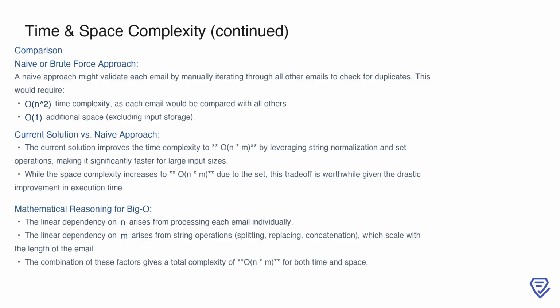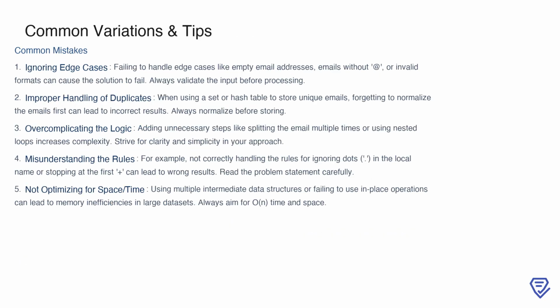The linear dependency on n comes from processing each email individually, while the linear dependency on m arises from string operations like splitting and replacing. Together, these factors yield a total complexity of O(n*m) for both time and space, making this solution far more scalable than the naive approach. One of the most common pitfalls when solving this problem is ignoring edge cases.